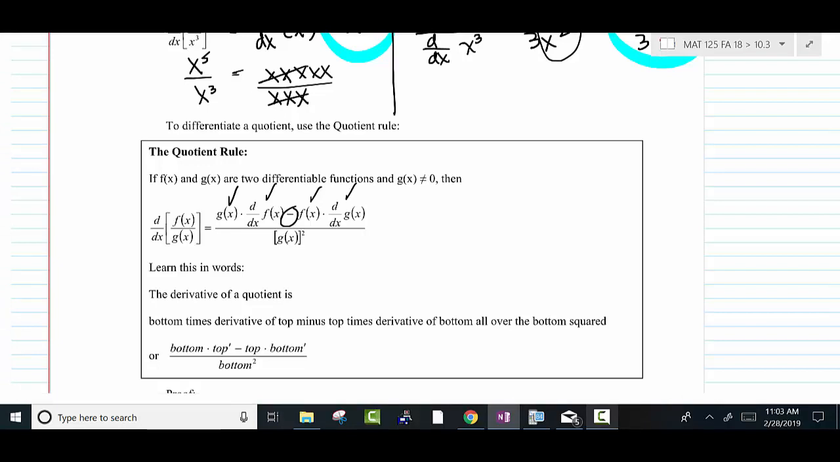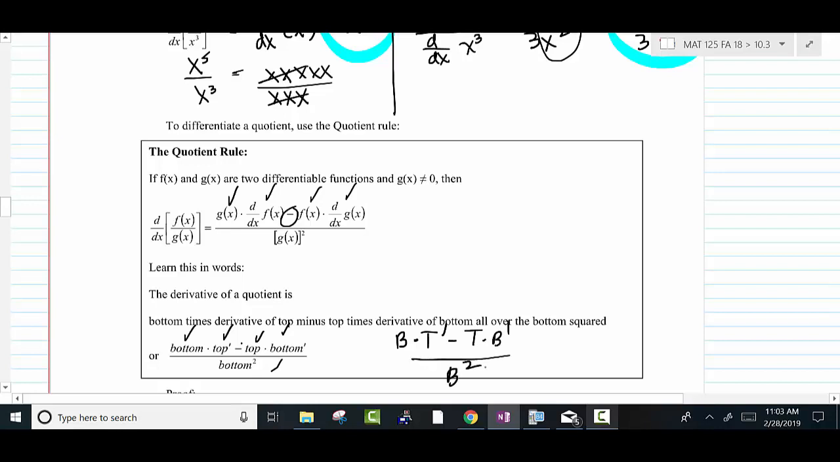I think you're better off to learn derivative rules in words. Okay, so the way I usually show students is just like this. You take the bottom times the derivative of the top minus the top times the derivative of the bottom. That's kind of similar to the product rule. Then it's the bottom squared. Okay, so in symbols, a lot of times you'll see me write it as b t prime minus t b prime over b squared.